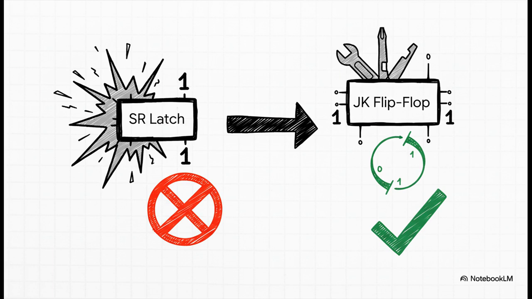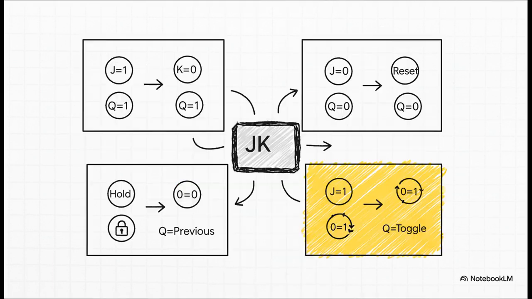Instead of just getting rid of that forbidden state, what if we could actually make it do something useful? Well, that's exactly the kind of thinking that led to the JK flip-flop, the absolute powerhouse, the multi-tool of the family. This thing is called the universal flip-flop for a reason. It can do it all.